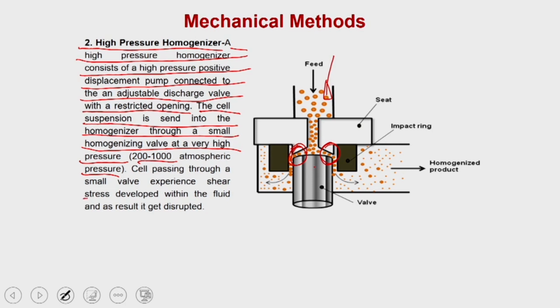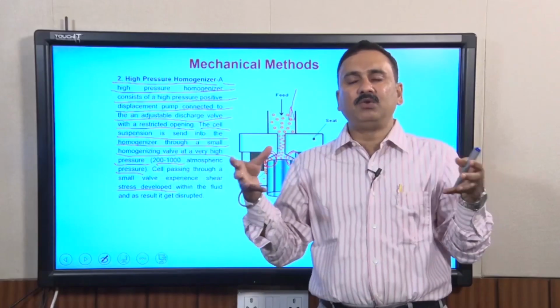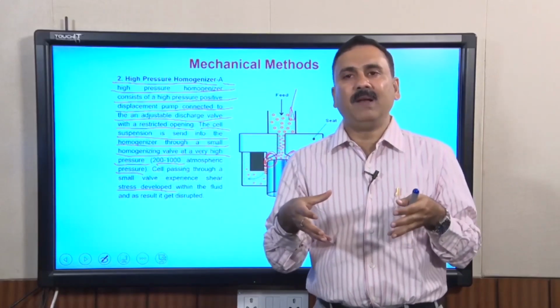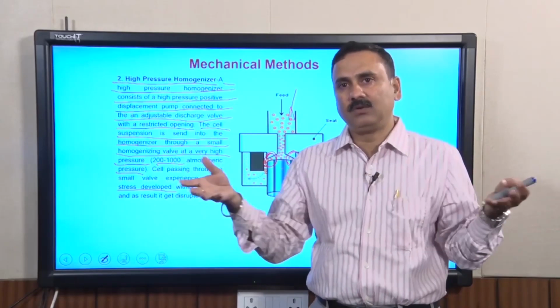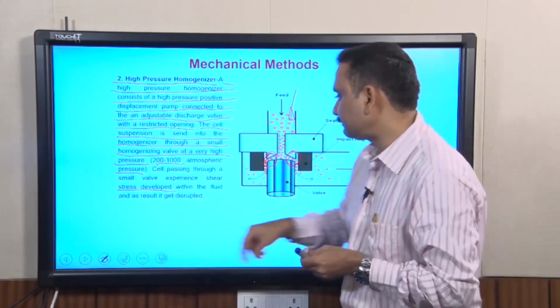level of shear stress, and as a result the cells are going to be broken down with the same mechanism, that when you put a shear stress, the cell will try to expand to reduce the stress level, and in that process the cell is going to be disrupted.